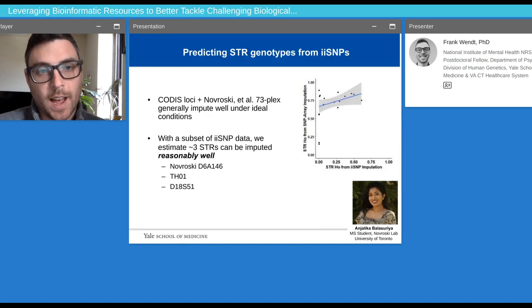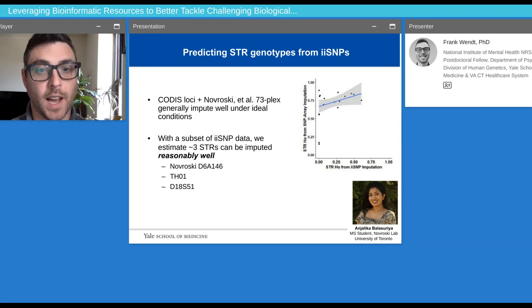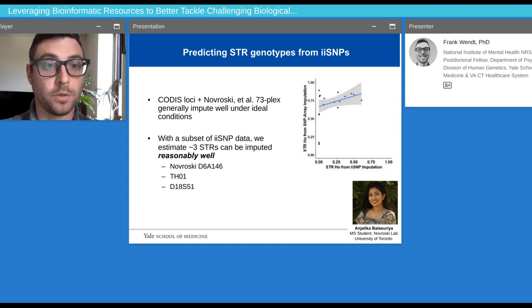So first, under ideal conditions, so when we gave the procedure the entire SNP array's worth of information, the CODIS loci and the Novroski et al. 73-plex generally imputed pretty well. So when we compared this to the imputation using just the II SNPs, we only identified three STRs that actually gave us some meaningful information in terms of imputation success, in terms of concordance with the heterozygosity and allele spread with the truth data. These include one of the Novroski et al. loci, and then two of the CODIS loci listed here.